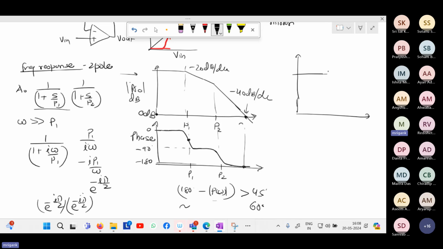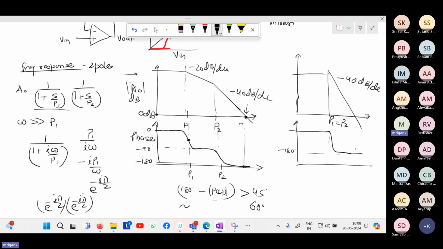It will start dropping immediately at minus 40 dB per decade. Suppose the two poles are coinciding, and then the drop will be very sharp immediately after that pole P1 equal to P2. And then the phase, how will it look like? So right after P1, it will very quickly shift to minus 180 degree. And as a result, very soon, you will get a condition where the phase margin is, in fact, at omega 0 dB, that means the frequency at which the unity gain is coming, the phase will be very close to 180 degree.